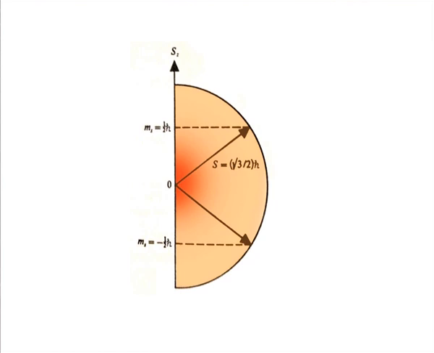Similarly, the spin is quantized. Now, the spin has the magnitude root 3 by 2 h bar and its projection on z axis are only minus half h bar and plus half h bar.